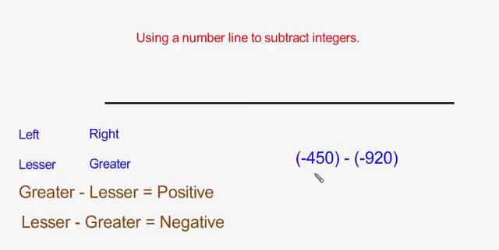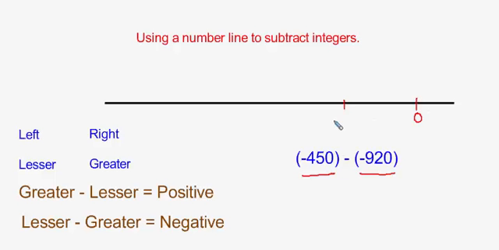In this problem, I am to take the integer negative 450 and subtract the integer negative 920. The fact that both numbers are negative prompts me to put the 0 on the number line here, since labeling both of these negative numbers will be to the left of 0, and that'll give me plenty of room to write. Negative 450 is 450 units to the left of 0.